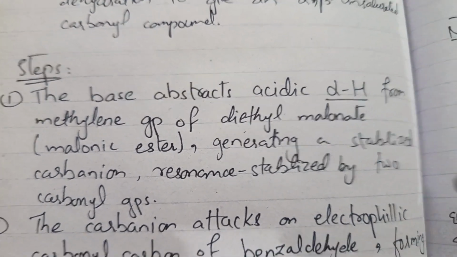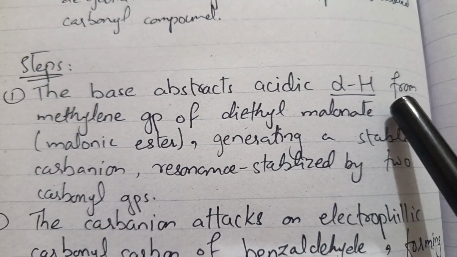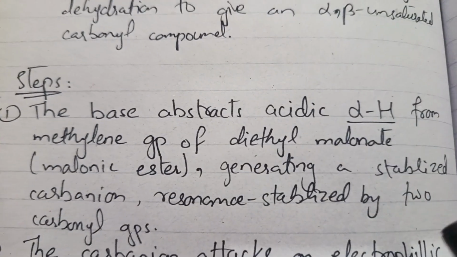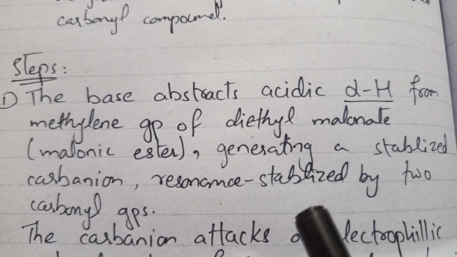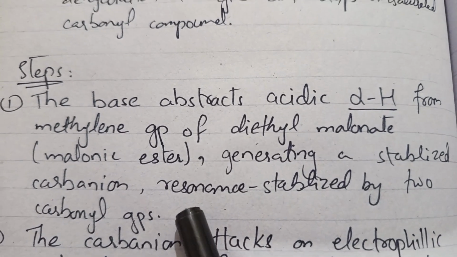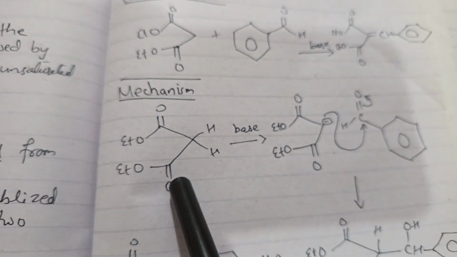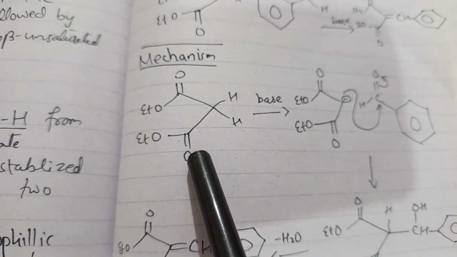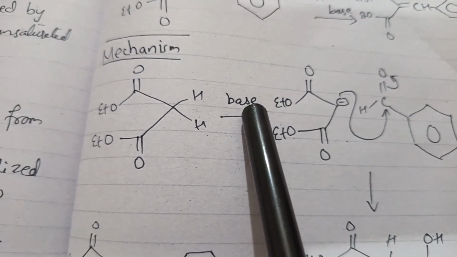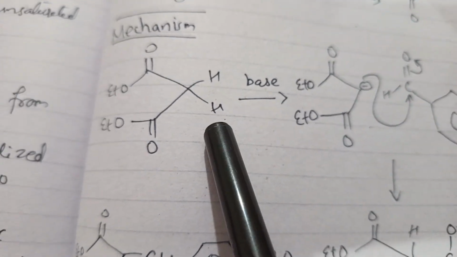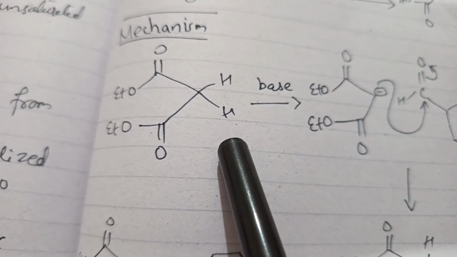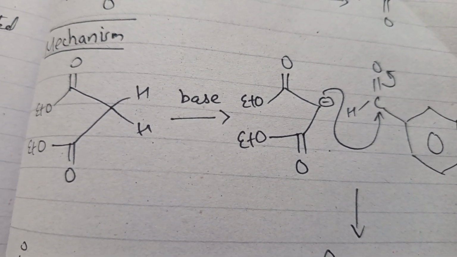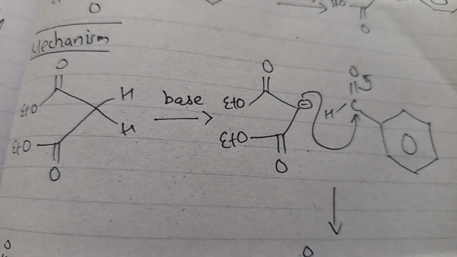First of all, the base abstracts the acidic alpha hydrogen from the methylene group of diethyl malonate, generating a stabilized carbanion that is resonance stabilized by two carbonyl groups. So here we have the first step of the mechanism. You can see that here we have malonic ester, and the base will abstract one of the acidic alpha hydrogens from here, and it will convert it into a carbanion. So you can see here it is a carbanion, right?